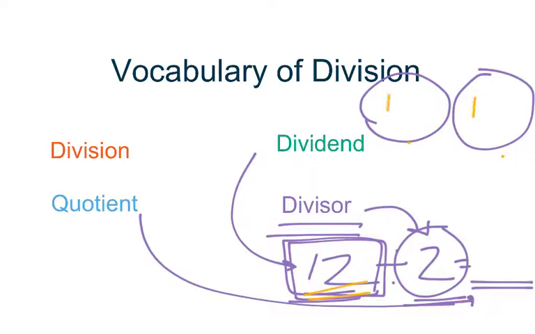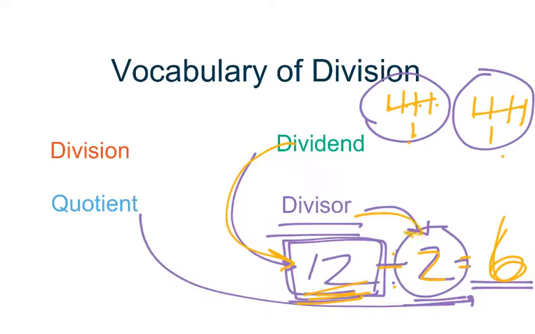1, 2, 3, 4, 5, 6, 7, 8, 9, 10, 11, 12. My quotient, or my answer, is 1, 2, 3, 4, 5, 6. 12 divided by 2 equals 6. Or the dividend of 12 divided by the divisor of 2 equals a quotient of 6.